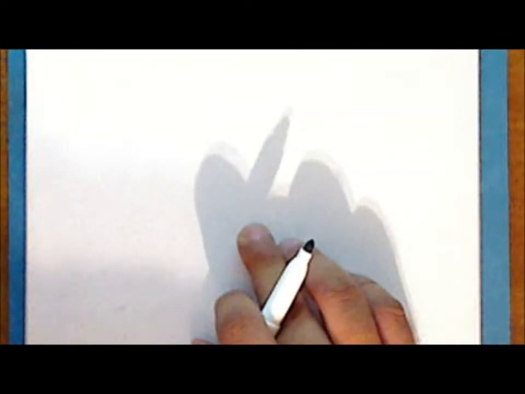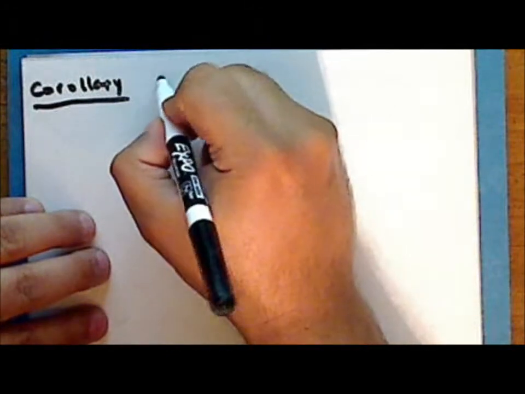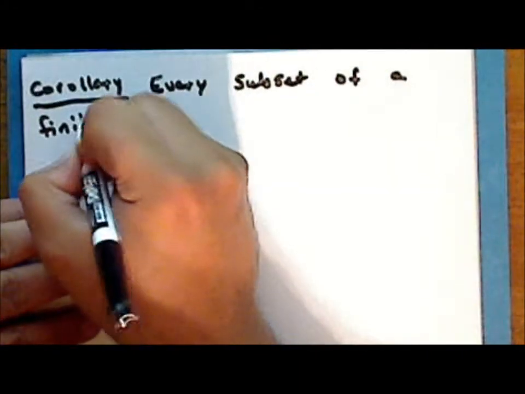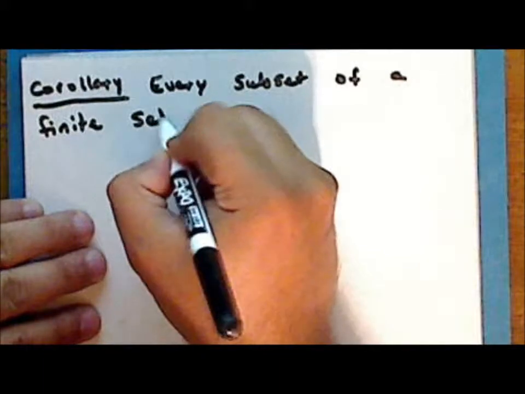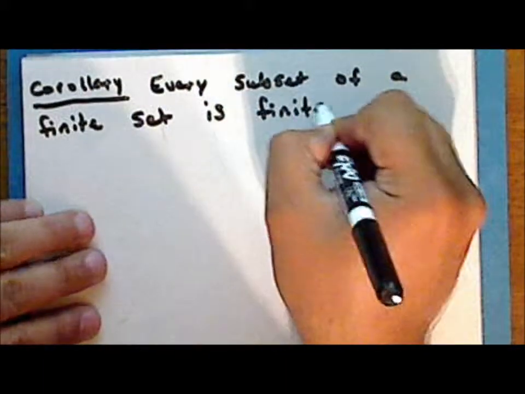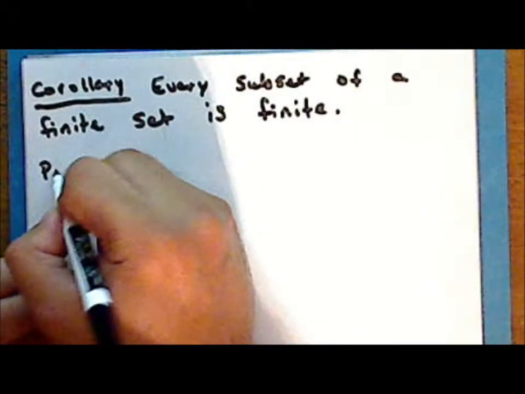Okay, so this theorem has an immediate corollary. Every subset of a finite set is finite. So proof.